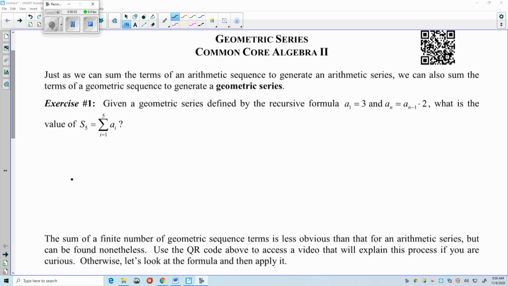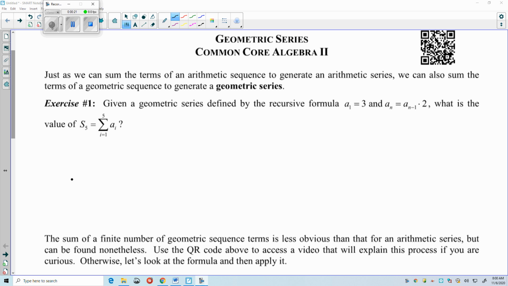So we're going to look at some geometric series, and just like we could sum the terms of an arithmetic sequence, we can also do the same thing for a geometric sequence. So then we get what's called a geometric series. We're going to take a look at that today, see how that applies, and come up with a few formulas.